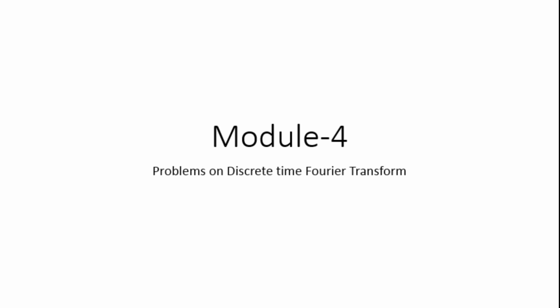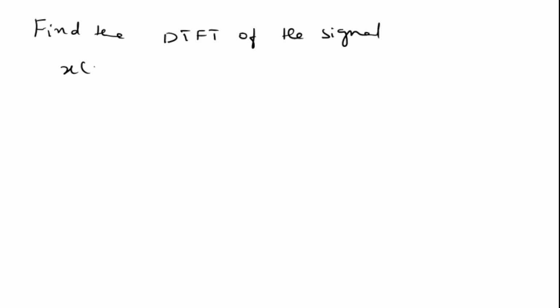Today we are going to discuss some of the problems on discrete time Fourier transform. First problem, find the DTFT of the signal x of n is equal to alpha to the power n into u of n, where mod alpha is less than 1.